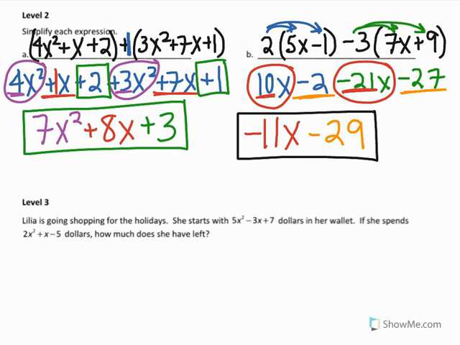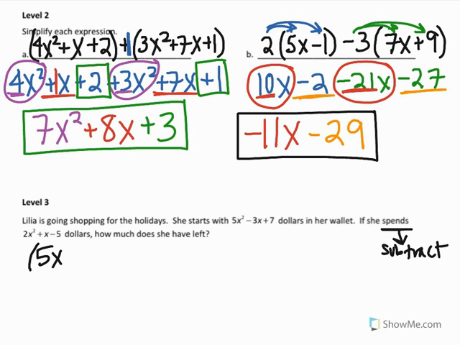In the level 3, we will see a bunch of word problems where we have to think logically what we're doing with those phrases. So here we have Lilia, who is going shopping for the holidays. She starts with 5x squared minus 3x plus $7 in her wallet. If she spends 2x squared plus x minus $5, how much does she have left? Well, for spending money, we're talking about subtracting. Okay, we're going to subtract the two phrases.